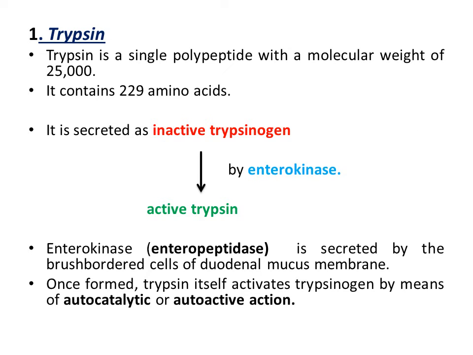First, trypsin. Trypsin is a single polypeptide with a molecular weight of 25,000. It contains 229 amino acids. It is secreted as inactive trypsinogen and converted into active trypsin in the presence of enterokinase. Enterokinase is secreted by the brush border cells of duodenal mucous membrane. Once formed, trypsin itself activates trypsinogen by means of autocatalytic or autoactive action.